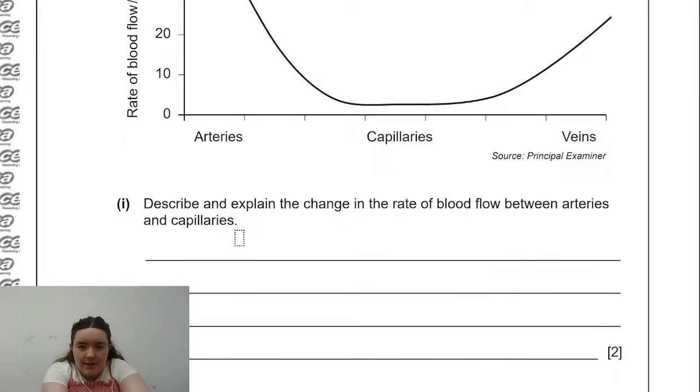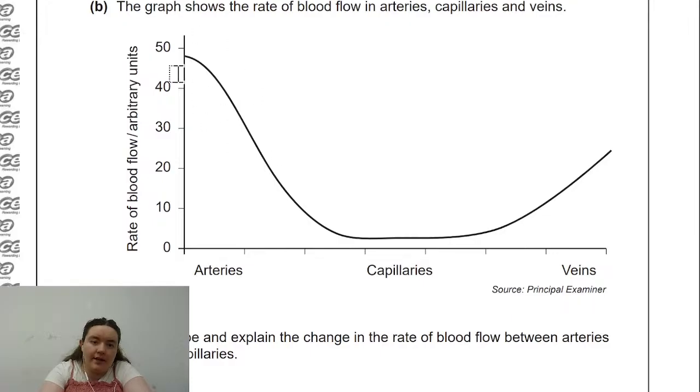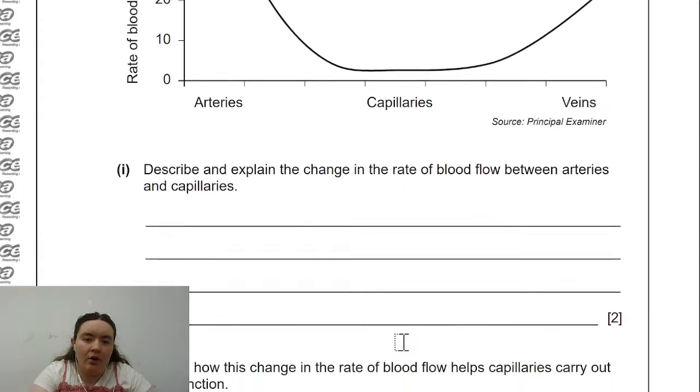So, describe and explain the change in the rate of blood flow between arteries and capillaries. In between arteries and capillaries, the rate of blood flow decreases drastically. That's describing it. Describing it is stating specifically what the change is. So, we go from a high rate in the arteries to a low rate in the capillaries. And then explaining it would be stating why, and it's that the arteries have a wide lumen capable of facilitating lots of blood flow, whereas the capillaries are much tighter and much smaller, making it harder for blood to pass through by design.